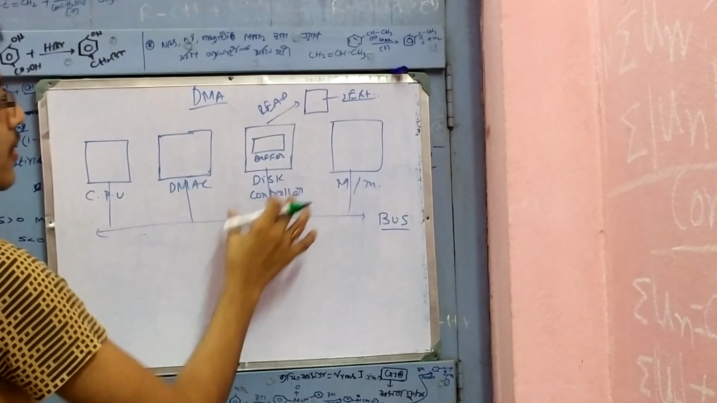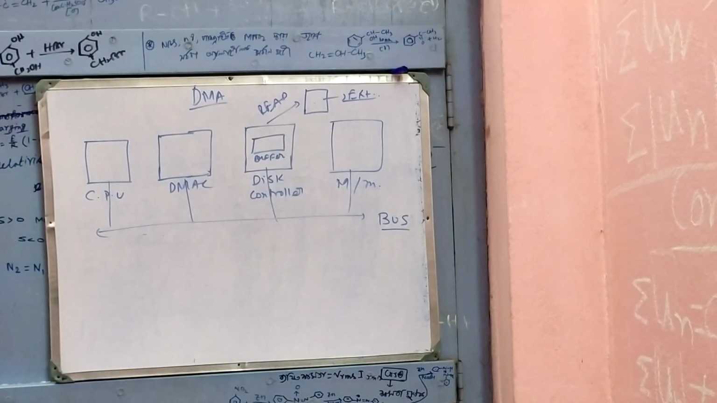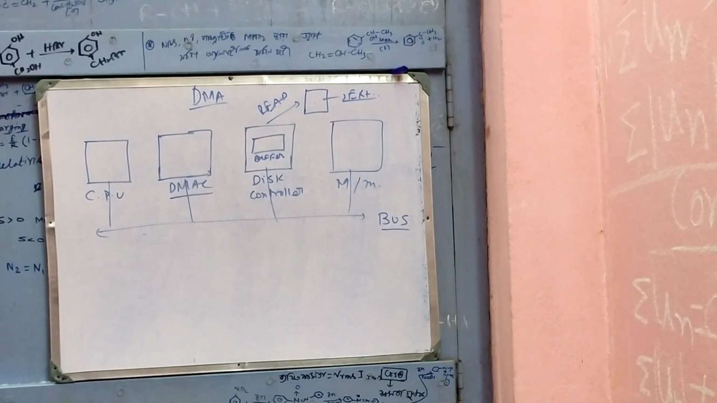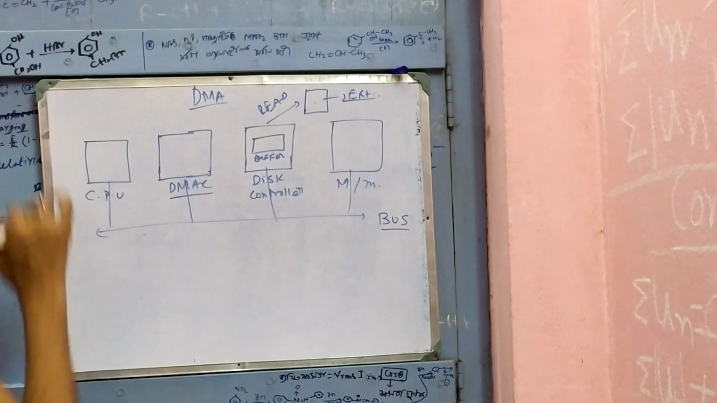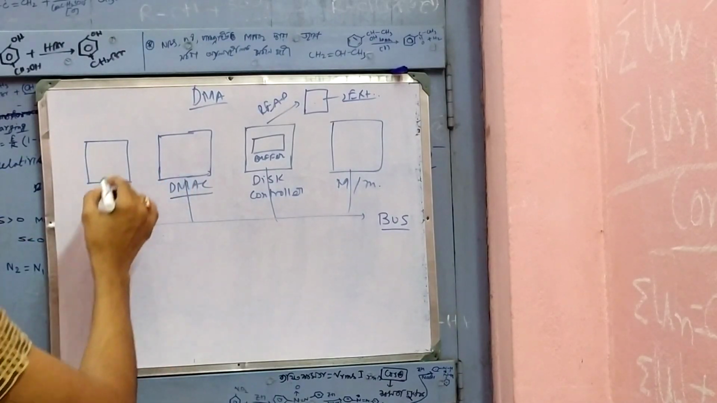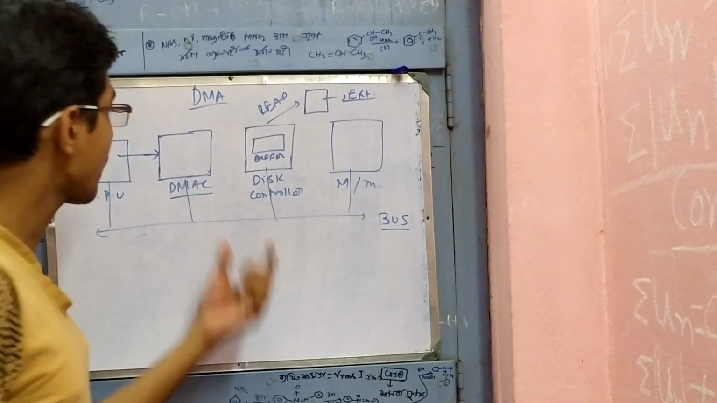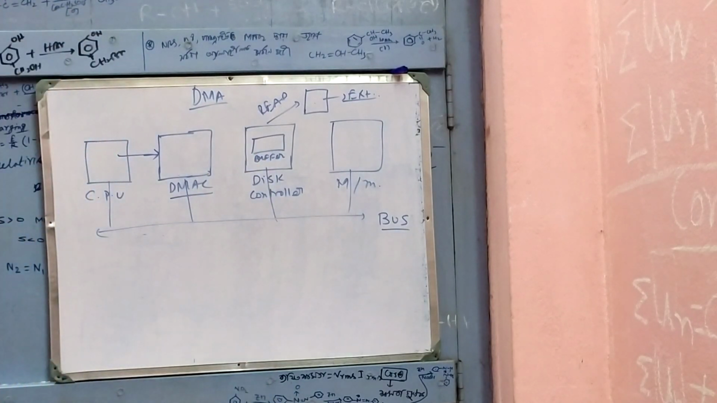CPU and disk controller communication ends. Now the DMAC, the new guest, will start its activity. How? We know that everything on the computer system is controlled by the central processing unit, as it is the brain of the computer. So it will give some instructions to the DMAC that data has come into the buffer. You have to do something.